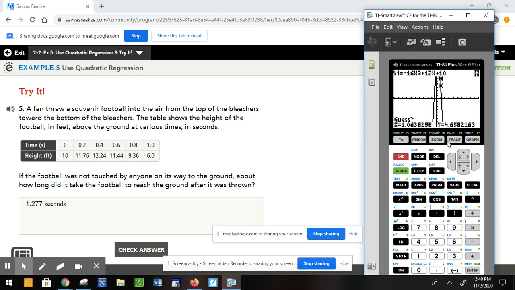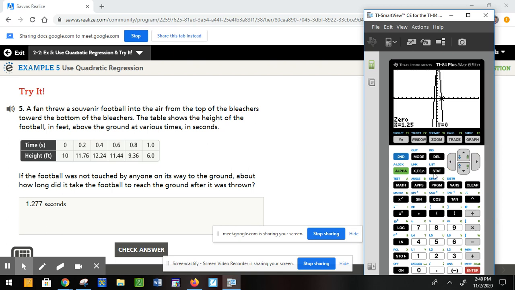Bear with me. I hit enter too many times there. All right, this keeps messing up. All right, so left bound is on the left. I hit enter there. Now I'm going to move the cursor to the right of where the 0 is. I hit enter on that.